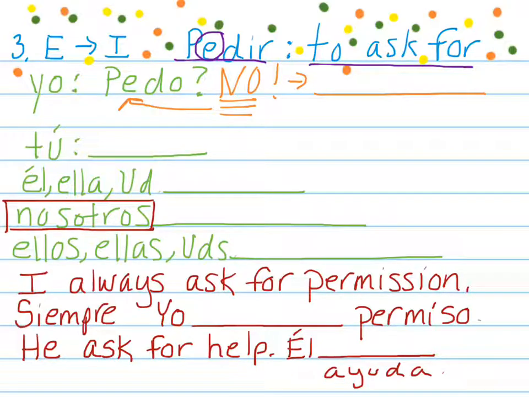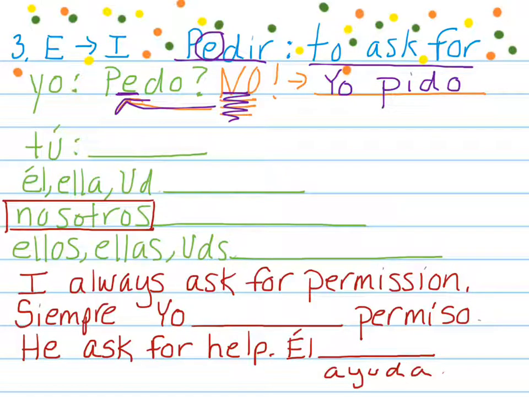So when I say I ask for something, is it going to be yo pedo? Do I just leave that E normal? Just leave it alone like a regular verb? Heaven forbid. No, we don't. We do not leave the E alone. We change it. So you would get yo pido. I ask for something, or I am asking for something.